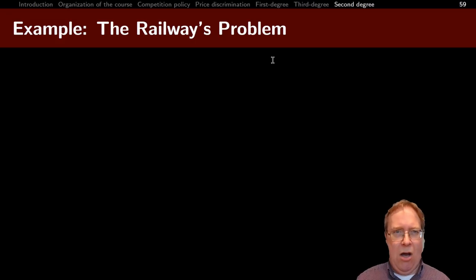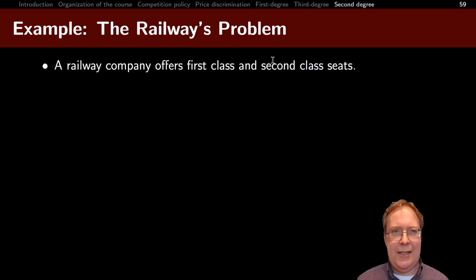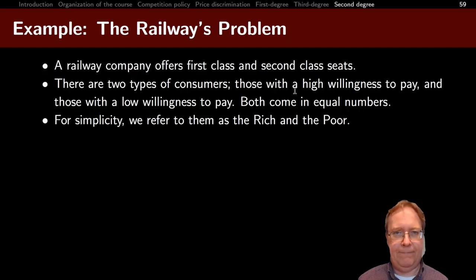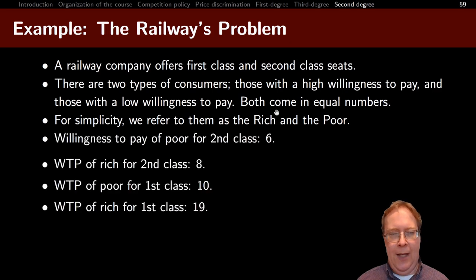So let's go to a classic example, which is a railway company. The monopoly wants to maximize profits, and it offers first class and second class seats. There are two types of consumers, those with a higher willingness to pay and those with a low willingness to pay. And we assume, for simplicity, that those groups are equally sized. And to make matters simple, let me refer to them as the rich and the poor. So the rich have a higher willingness to pay, the poor a lower willingness to pay. And let me also put some numbers on this.